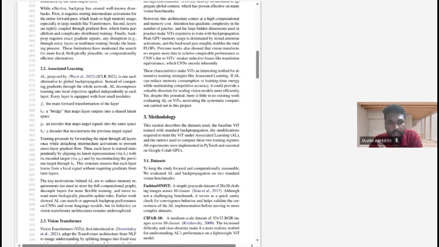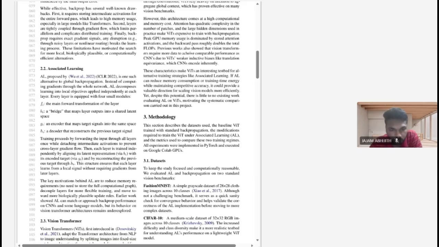Each patch gets embedded into a high dimensional vector. You add positional embeddings to give a spatial structure. Then you stack multiple transformer encoder blocks with self-attention and MLPs. For our experiments, the specific architecture we used is a 4 by 4 patch size for CIFAR-10 and 7 by 7 for FashionMNIST. The embedding dimension was 192 for CIFAR and 128 for FashionMNIST.